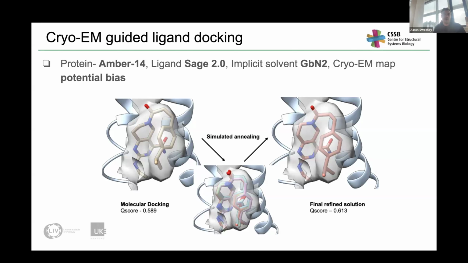We use Amber force field parameters for the protein. Ligand parameters come from the OpenFF SAGE force field. You can include various implicit solvents, and the CryoEM map is included as a bias. What you can see here to the left is the output of the docking stage, which is fairly well fit, but can clearly be refined. We then run a few cycles of simulated annealing, and what we get out is a much nicer solution for the final ligand.